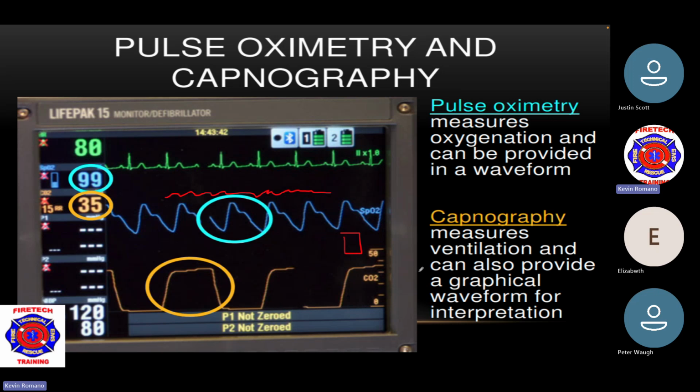The other waveform we're looking for is capnography. This measures the ventilation and also can provide a graphical waveform for interpretation. So we look at our pulse ox here, check that one off. That is oxygenation, and capnography is ventilation and perfusion. So is our body actually perfusing and ventilating appropriately to provide good oxygenation? Are we off-gassing appropriately? There are things that we're going to come to later on in the presentation that will talk about what can cause changes in that waveform and how we can fix that at the EMT, advanced EMT, and paramedic level, and the things that we can utilize.